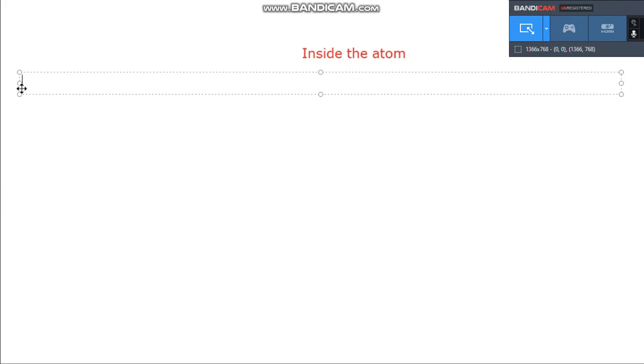The first part of the atom is called the nucleus. Right. What's inside the nucleus? Inside the nucleus, there are two components or two particles. These particles are positive protons. We will give them the symbol P plus.